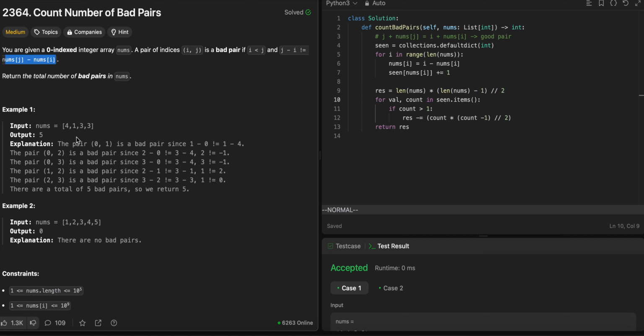So basically, if we have 1 and 4, the difference of the indexes 1 and 4 has to be not equal to their actual values' difference. That means it's a bad pair. It wants to know the number of bad pairs in nums, the total number of bad pairs in nums.